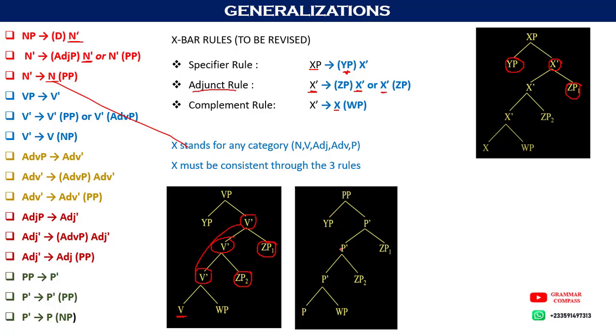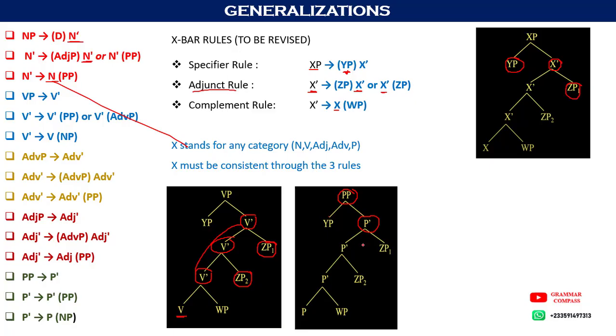For the prepositional phrase, we can see that this is the phrasal level. This is the specifier rule. But since prepositions do not have determinants, when you have a prepositional phrase, it will move straight to a P bar, and not a P bar which is modified by another category. Prepositions don't have determinants, so prepositional phrases move straight to a P bar.